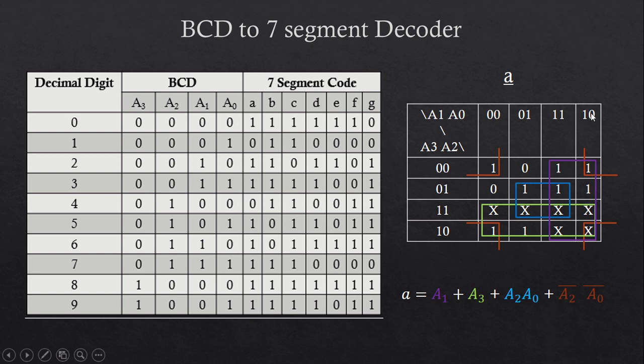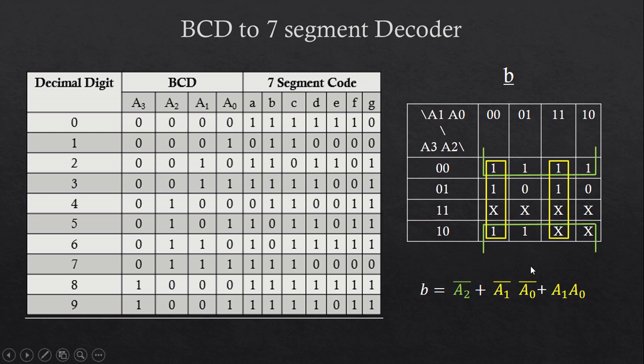For B, we have 1 1 1 1, 1 0 1 0 1, 1 1. We perform this grouping and obtain the expression B equals A2 bar or A1 bar A0 bar or A1 A0.